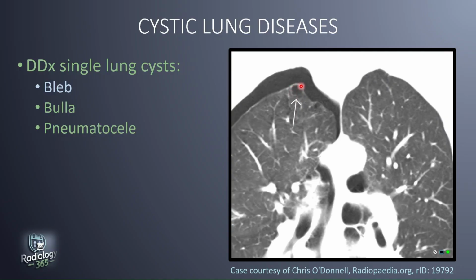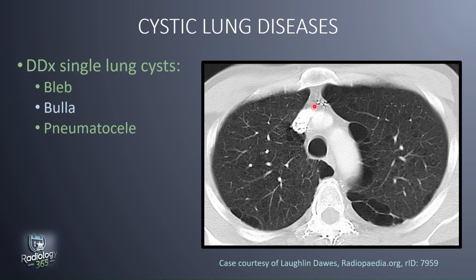Ruptured blebs, because of their subpleural location, are the most common cause of spontaneous pneumothorax. So in this coronal CT, we see this right apical bleb with associated pneumothorax, which is likely due to the rupture of some other bleb somewhere.